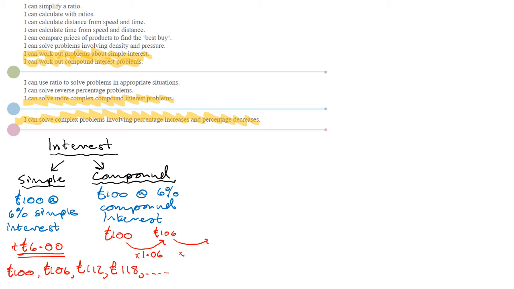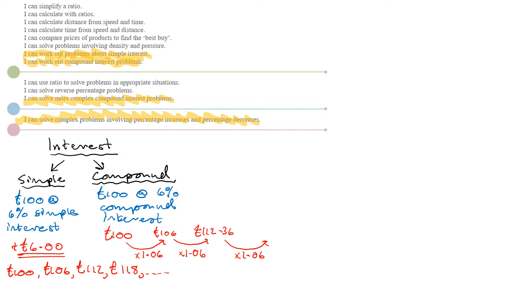So now I'm going to times by 1.06 again. So I'm now going to work out 6% of 106. So 106 times 1.06. So after 2 years, I now have £112.36, which is a bit more than when I had the simple interest. I've just got £112. Let's see how much we get after 3 years.